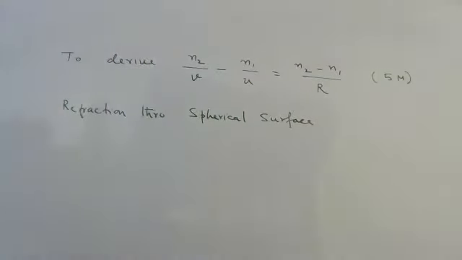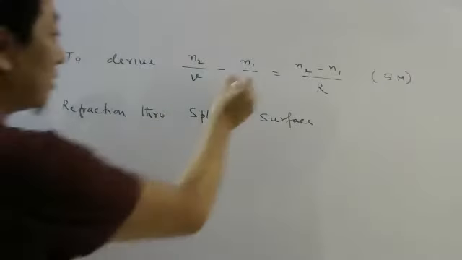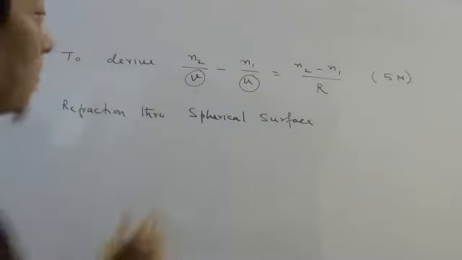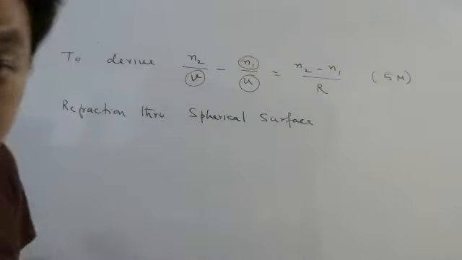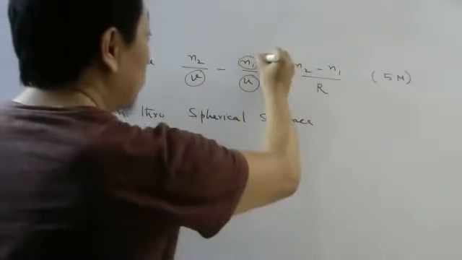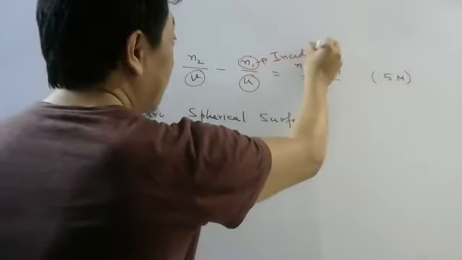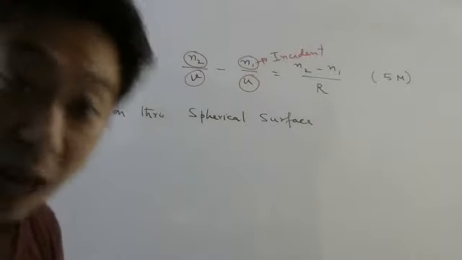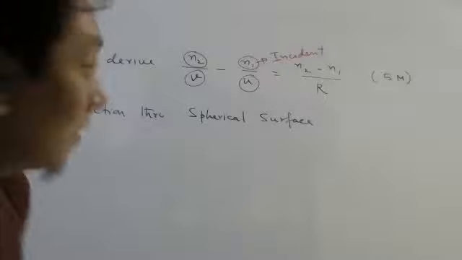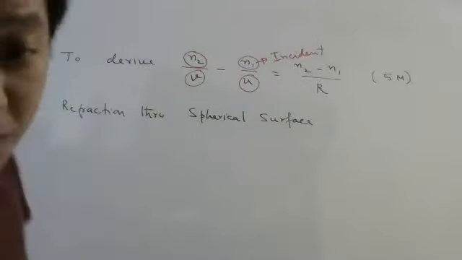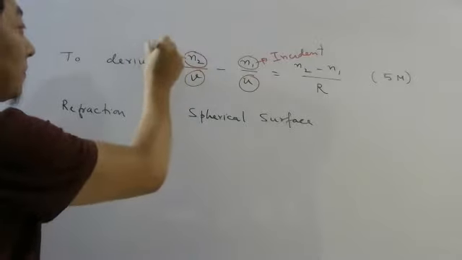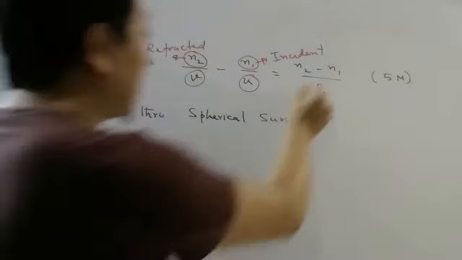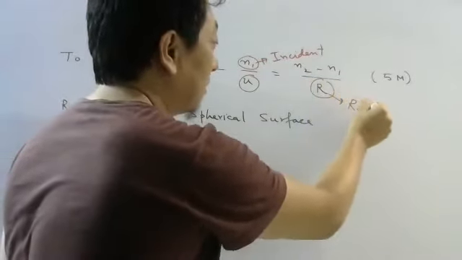Okay. Now, what are the quantities here involved? This u is your object distance. This v is your image distance. N1 is refractive index of that medium where there is which ray? Incident ray. Very important to remember that. And N2 is the refractive index of that medium where there is which ray? If N1 is in incident ray, N2 will be in refracted ray. Try to remember that. Okay. And R is the radius of curvature.